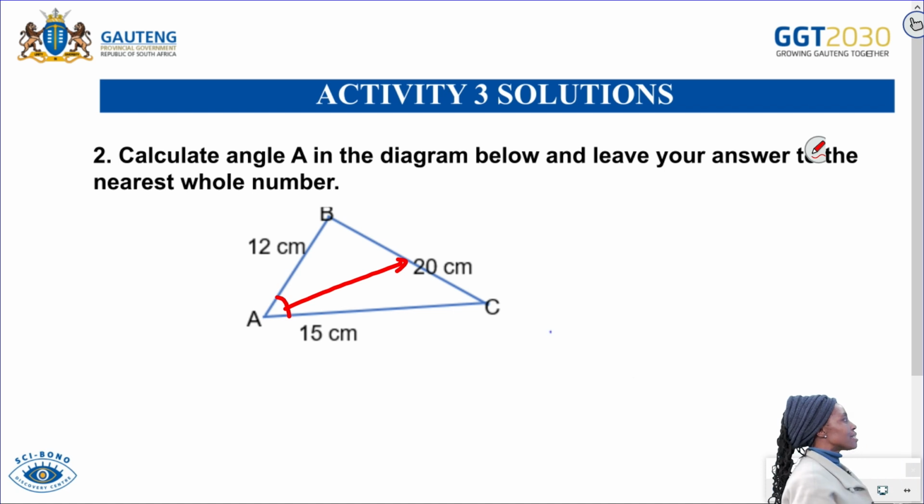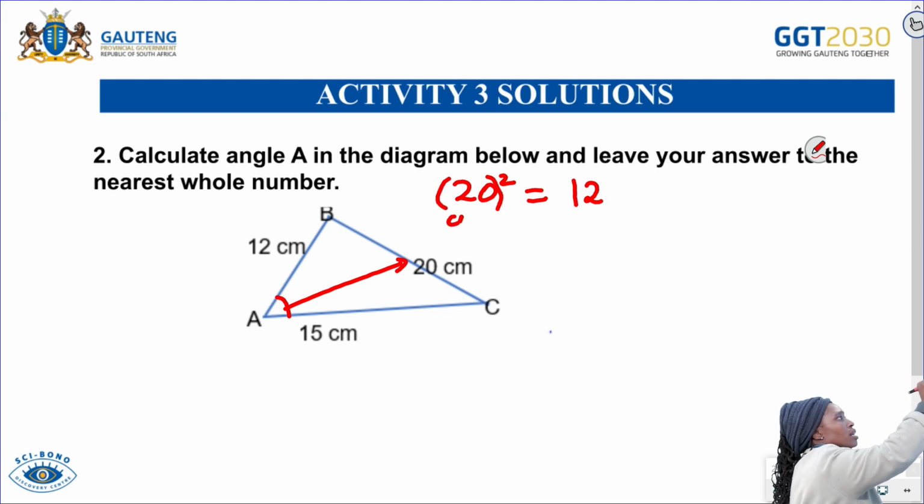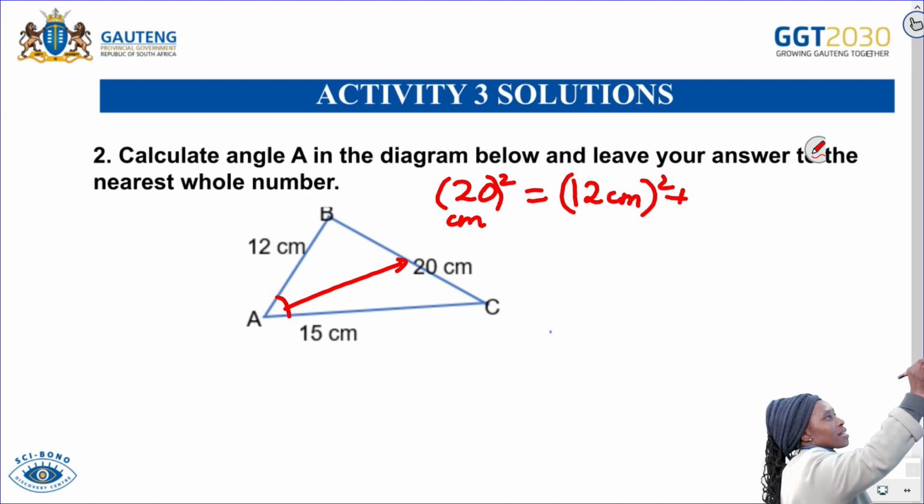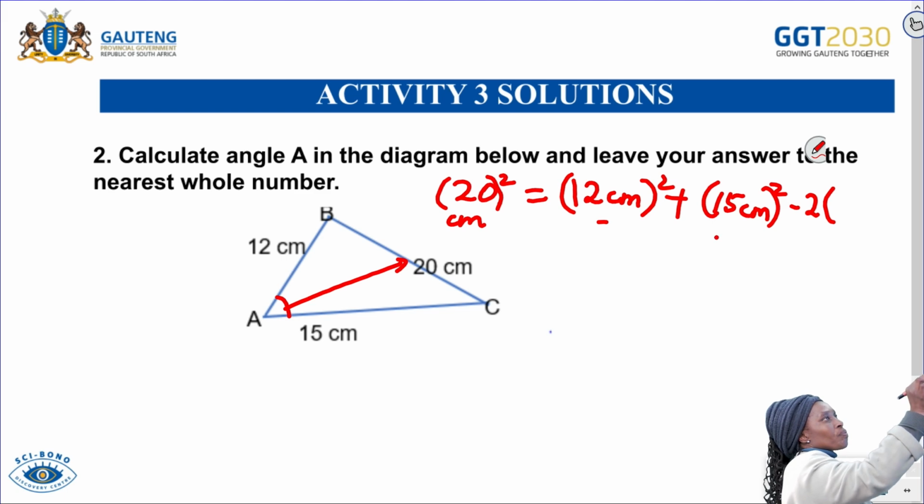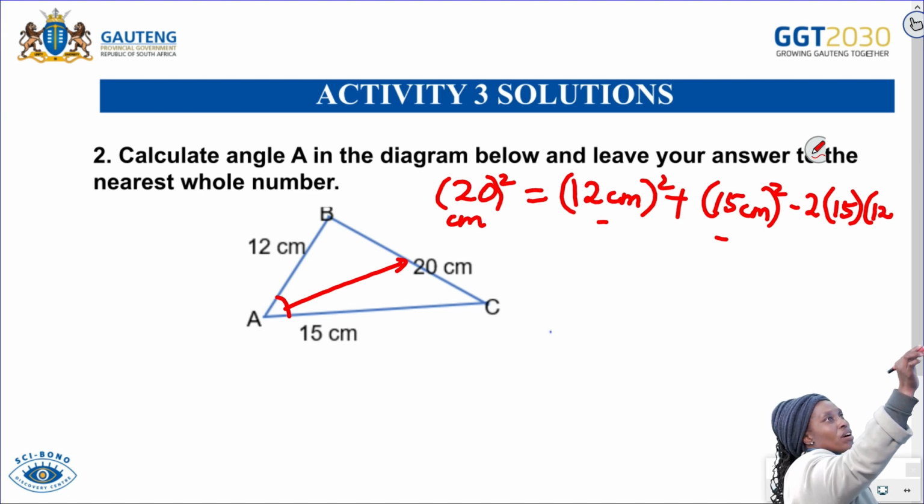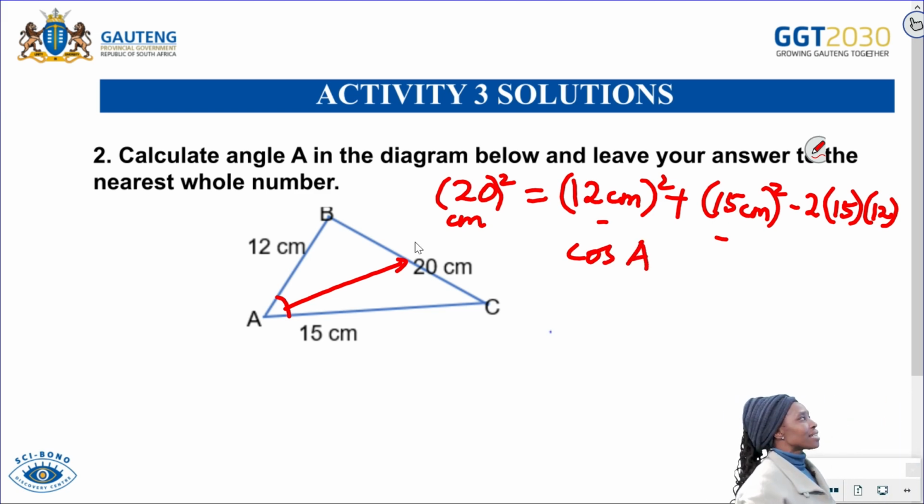So it means I use my formula, which will start with the side that is opposite A, 20 squared equal to, that is the two sides, 12 centimeter squared plus 15 centimeter squared minus 2 into what? The 2 into 15 by 12 cos A, which is the angle that I'm looking for.